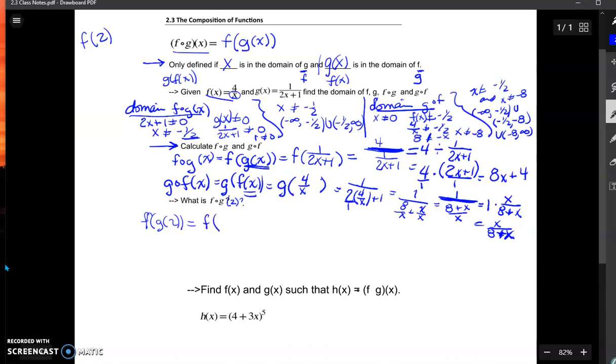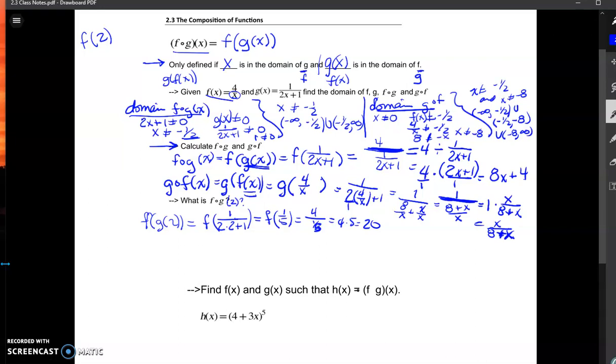So again, working inside the parentheses first, g of 2 means that in the function of g, I replace the x with a 2. So 1 over 2x plus 1 becomes 1 over 2 times 2 plus 1, which is 2 times 2 is 4 plus 1 is 5. So we get f of 1/5. And now we go to our f function and replace the x with 1/5. Keep track of which fraction bar is the biggest, because you need to actually do that division. So we get 4 divided by 1/5, which is the same as 4 times 5, or 20.